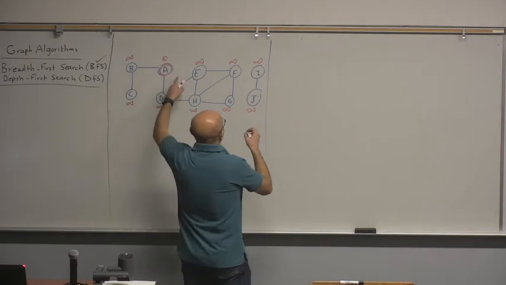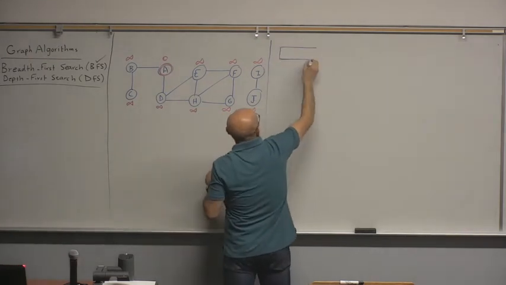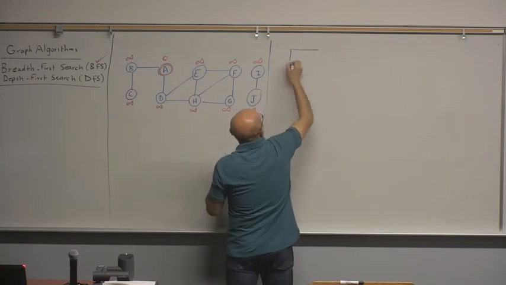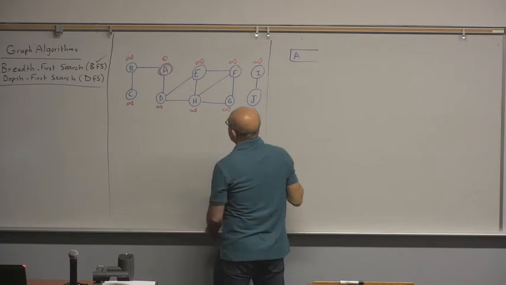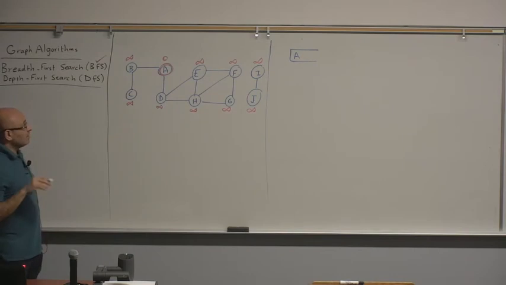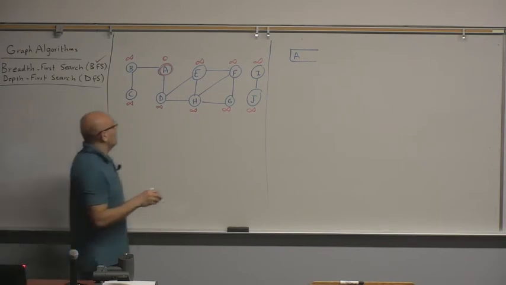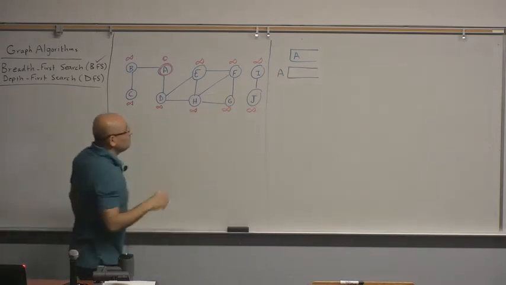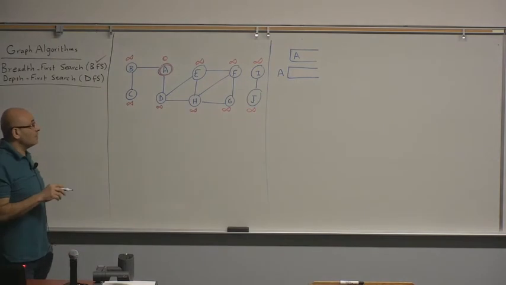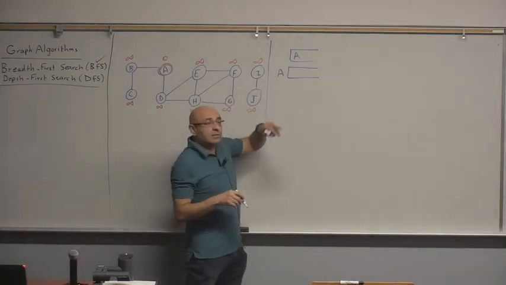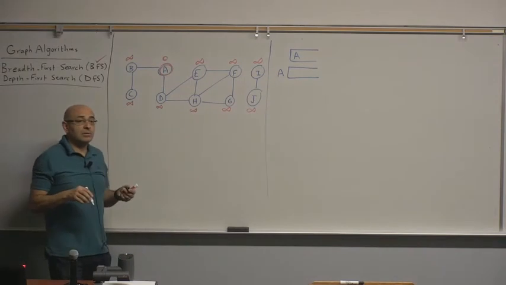So we start with a queue, and we put the source, which is A, in the queue. Then we dequeue, we take the element at the top of the queue, which in this case is A, and then we enter into the queue. What do we enqueue? So we dequeue the A and we enqueue B.